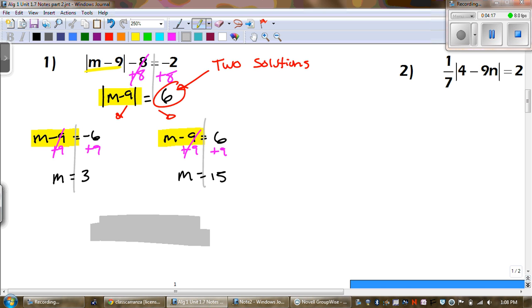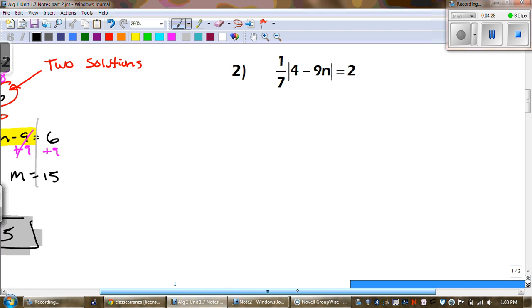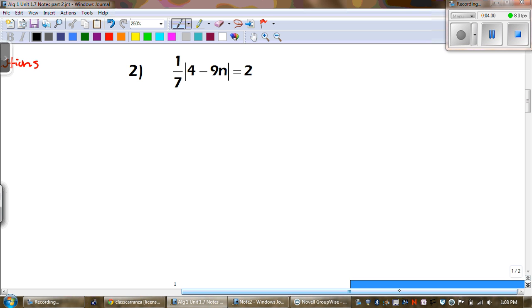When you write your final answer, they need to be in order from least to greatest. So m equals 3 and positive 15. All right, number 2.